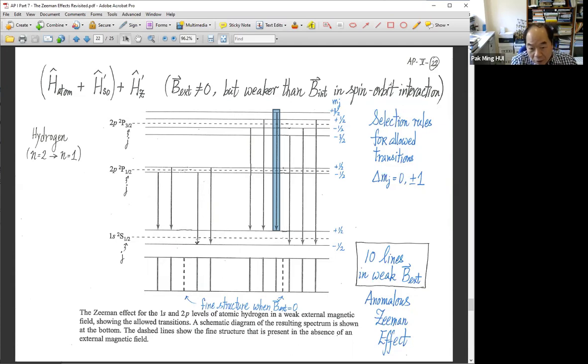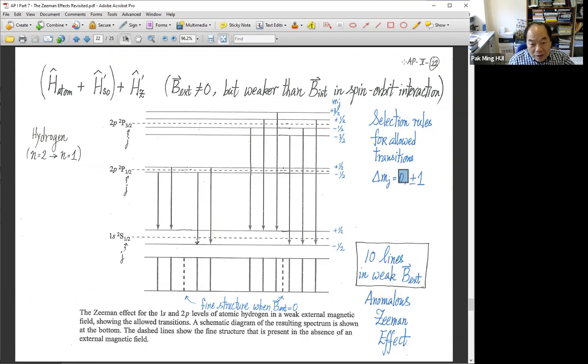Okay, however, for mj equals plus half on this quartet, these 4 lines, it can come down to minus half to the 1s as well as to the plus half with delta mj being 0. That's allowed, okay? So you see why we have such many lines drawn. So you see 10 lines. Now that's the punchline. You see 10 lines, allowed transitions. And they are of slightly different energies. The energy difference, they are not the same.